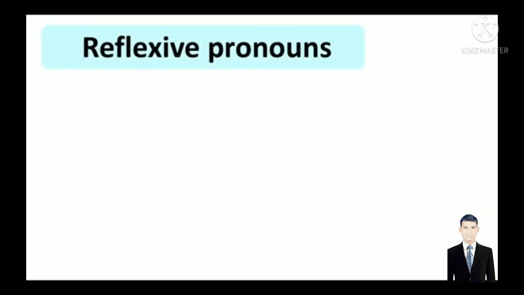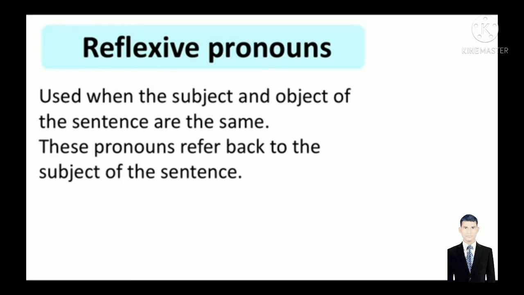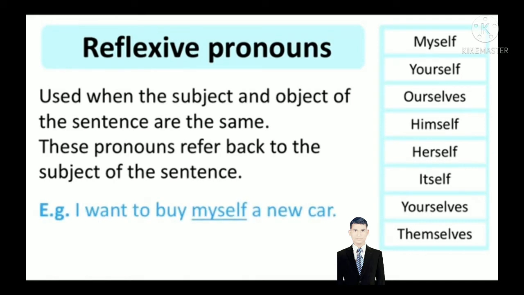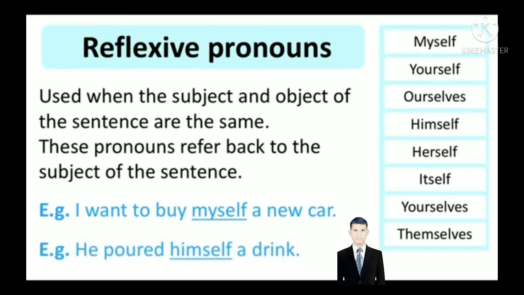Reflexive pronouns. These pronouns are used when the subject and object of the sentence are the same. These pronouns refer back to the subject of the sentence. This includes myself, yourself, ourselves, himself, herself, itself, yourselves, and themselves. For example, I want to buy myself a new car. He poured himself a drink.